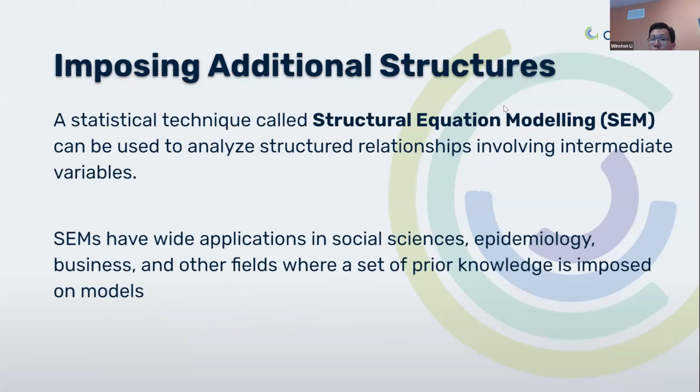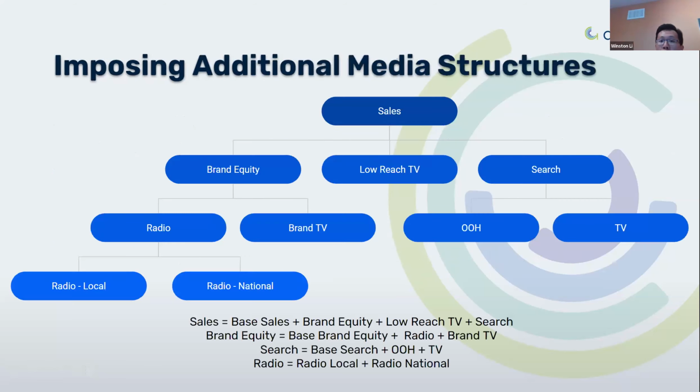There's a technique called structural equation modeling in statistics. Funny enough, it's also SEM, but this is a different SEM than what we're used to seeing. Structural equation models have a wide range of applications in the social sciences, and people have been building them for many decades. But now we're bringing that into marketing mix models as well. Essentially, you're building a hierarchy of models nested one under the other. Here you can see we've got sales. This is what we're trying to model.